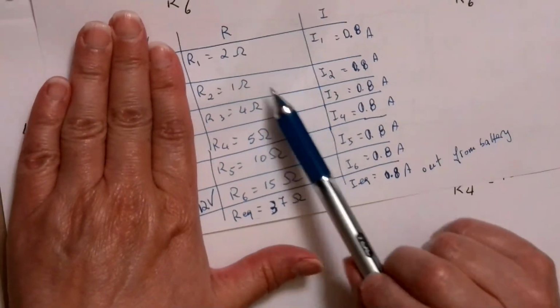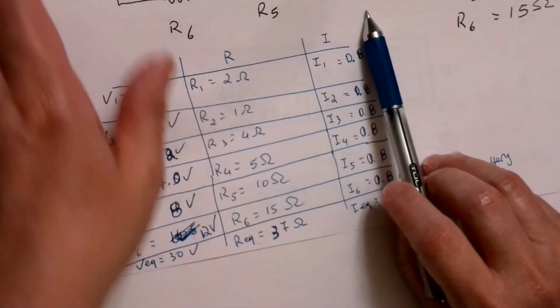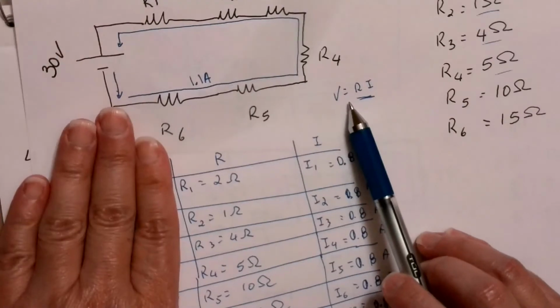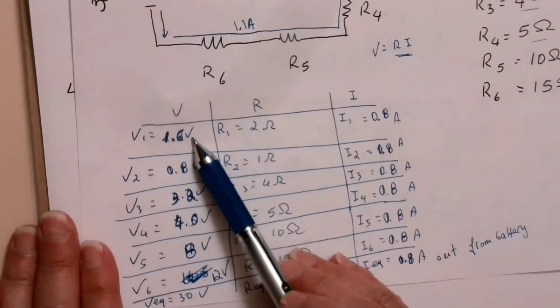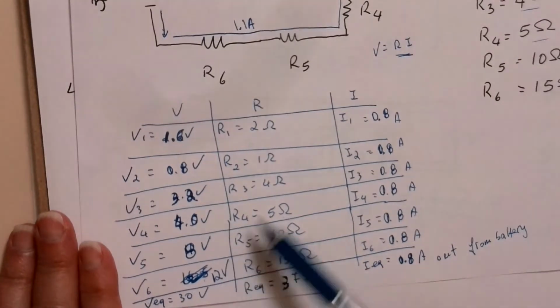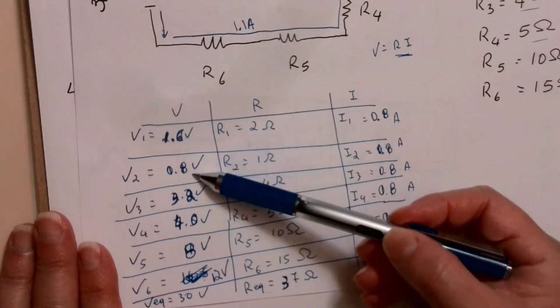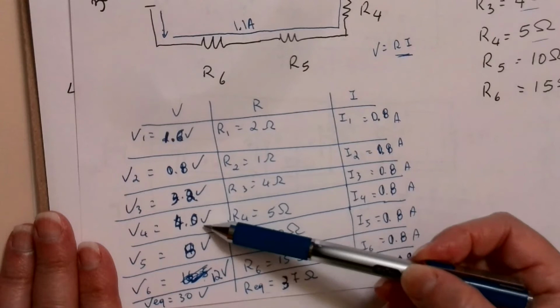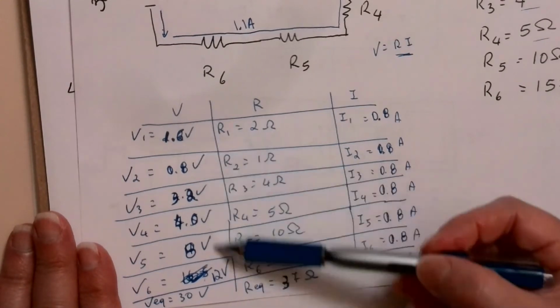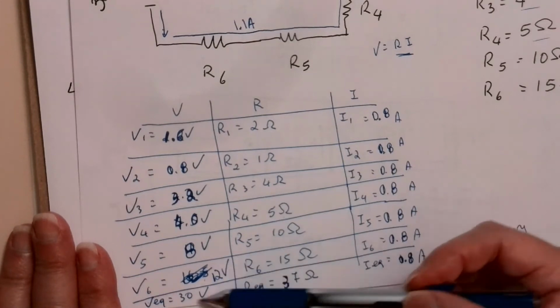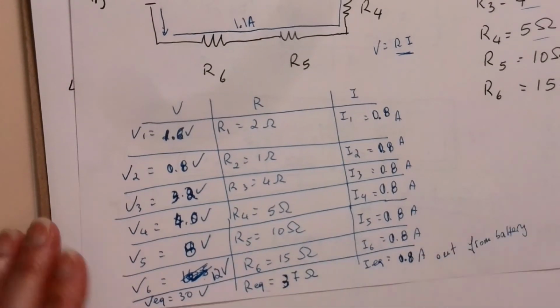Then at this point, the only thing I need to do is to apply Ohm's law, which is V equal RI. I multiply those values and I calculate and I find every single one of those numbers. So this is 1.6, 0.8, 3.2, 4.0, 8, and 12. And if I add them up, I have 29.6, which is very close to 30, so that's fine too.